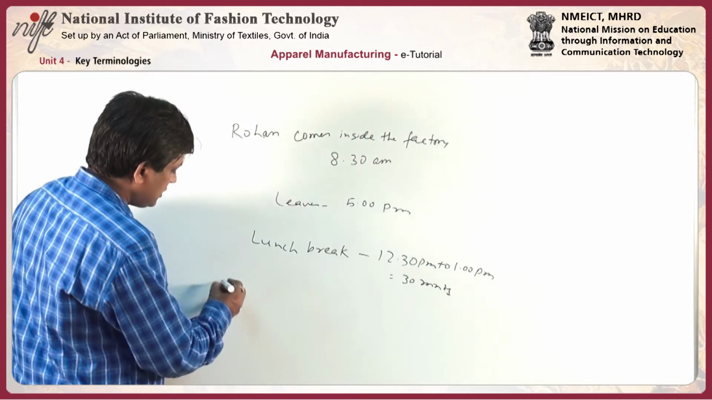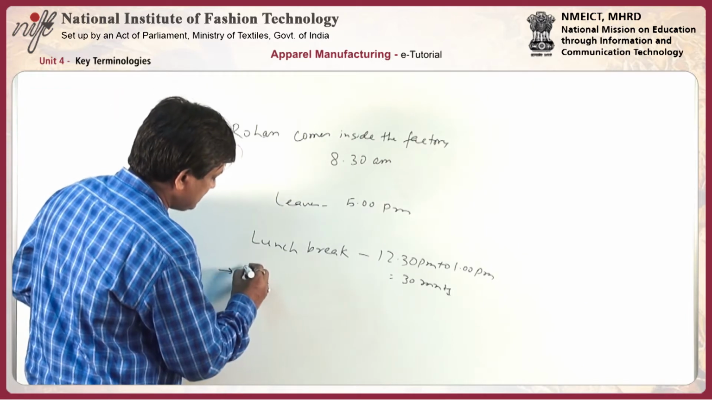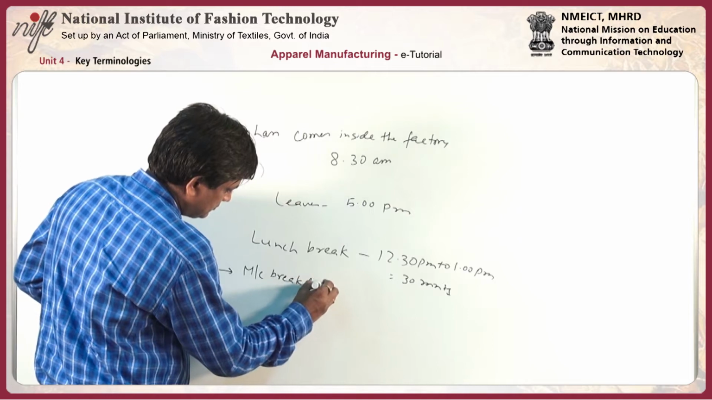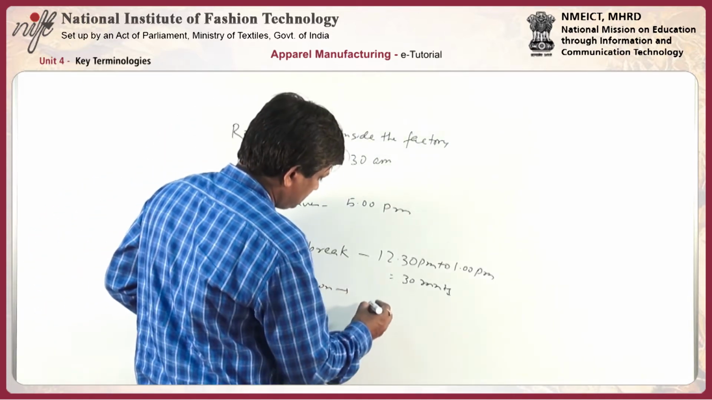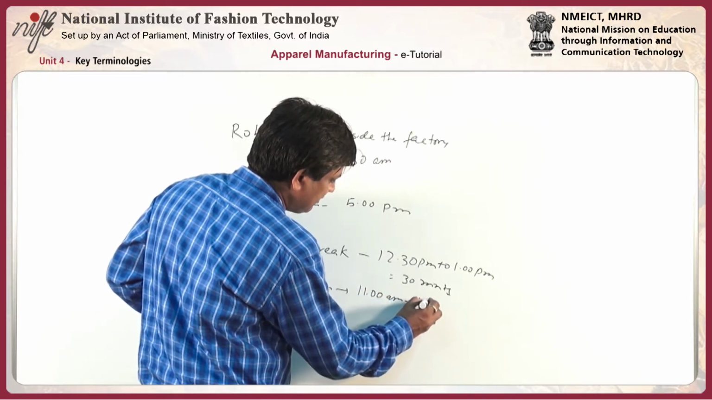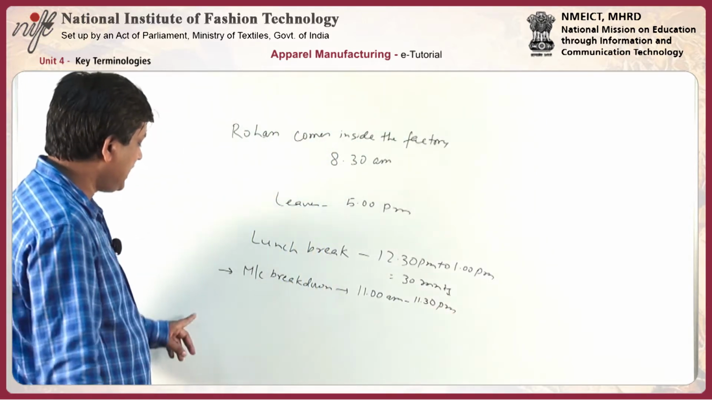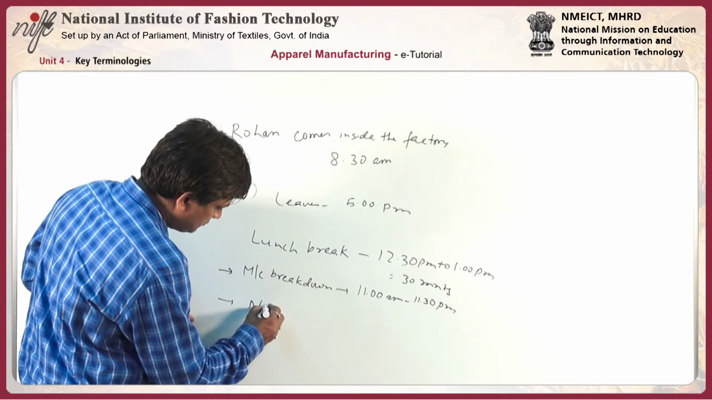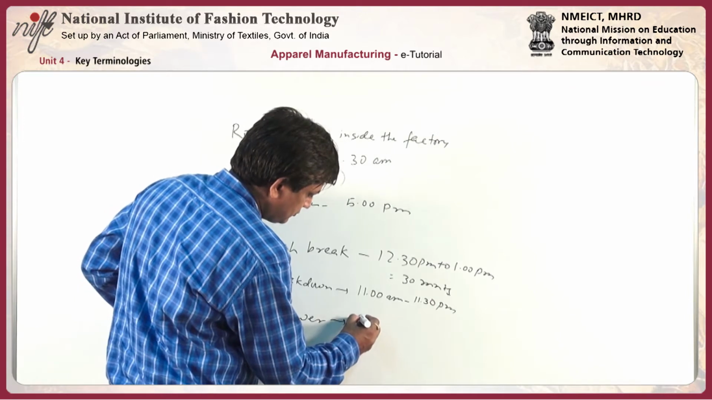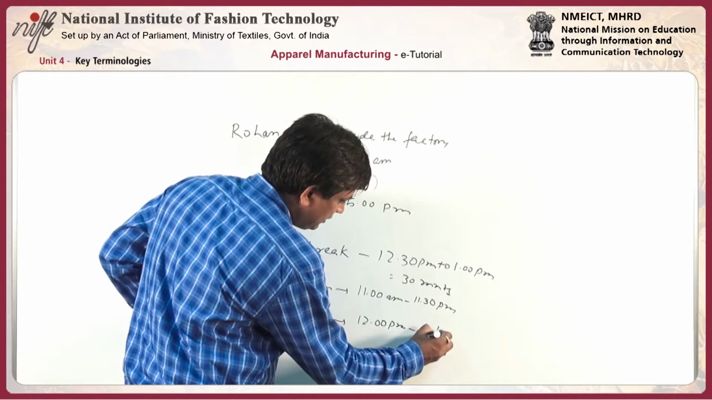Now what happened? There is a machine breakdown. The machine breakdown starts at 11 a.m. till 11:30 a.m. Half an hour is the machine breakdown. And then there is no power from 12 p.m. till 1 p.m.